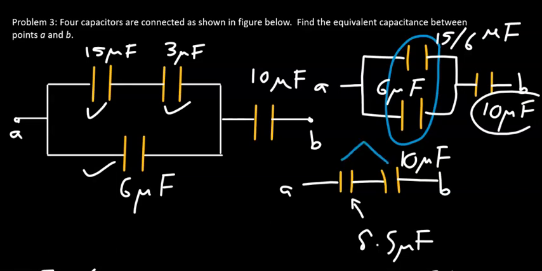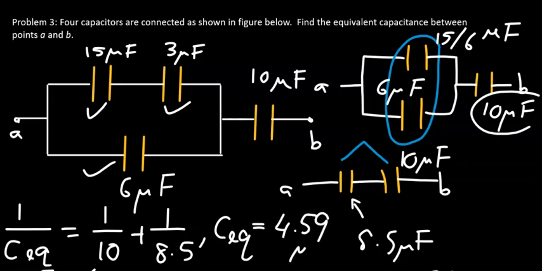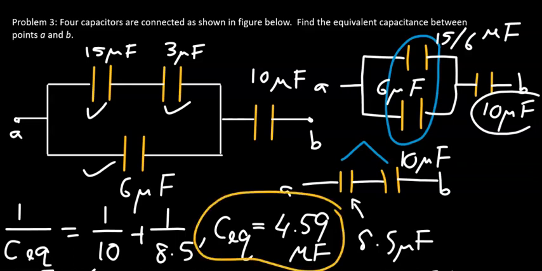Finally, we can combine these two. These two capacitors are in series, and let's call that capacitance C equivalent. So 1 over C equivalent is quite simply 1 over 10 plus 1 over 8.5. So that's how you combine two capacitors in series. And solving for that equivalent capacitance will give you 4.59 microfarad as the final answer to this problem.